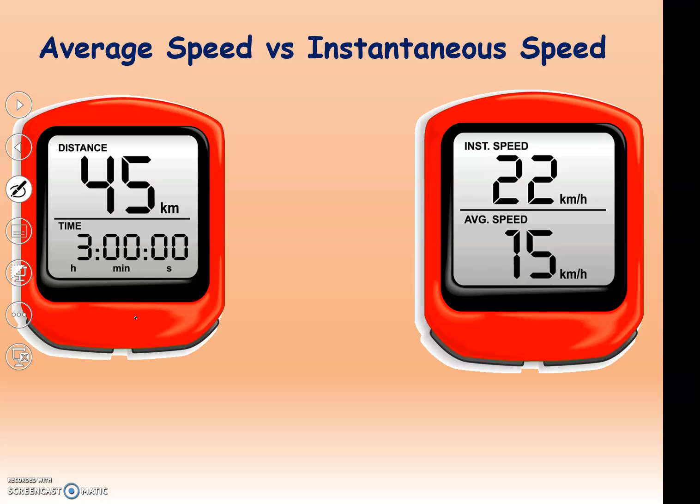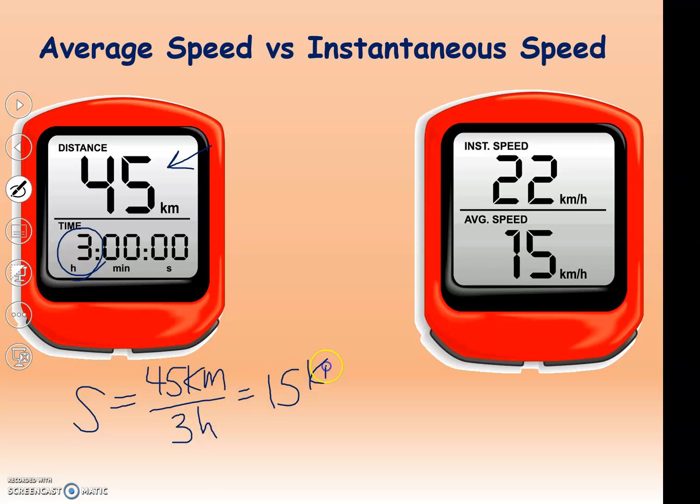All right, so with average speed, again, maybe the total distance that you travel is 45 kilometers, and you travel this in apparently 3 hours. So your average speed would be your total distance, the 45 kilometers, divided by your total time. It took you 3 hours. So 45 divided by 3 is 15 kilometers per hour. So this again would be our average.